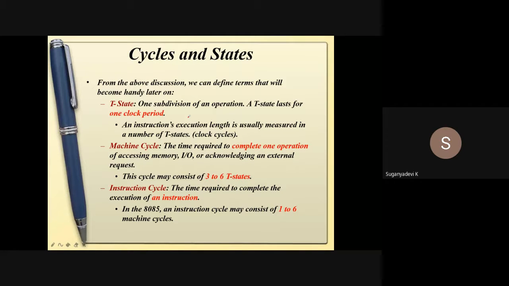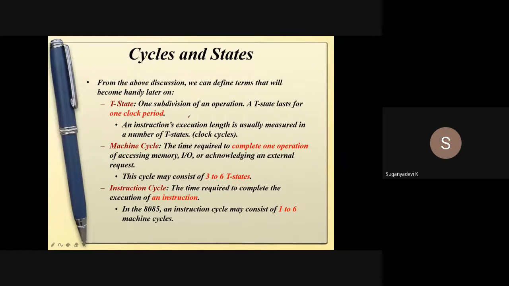The time taken to complete an operation is the machine cycle, while the time taken to execute an instruction is counted in T states. This cycle may consist of 3 to 6 T states. A T state is 1 clock period. A machine cycle is a combination of T states. 3 to 6 T states are required to execute one complete operation. Can you see the difference?